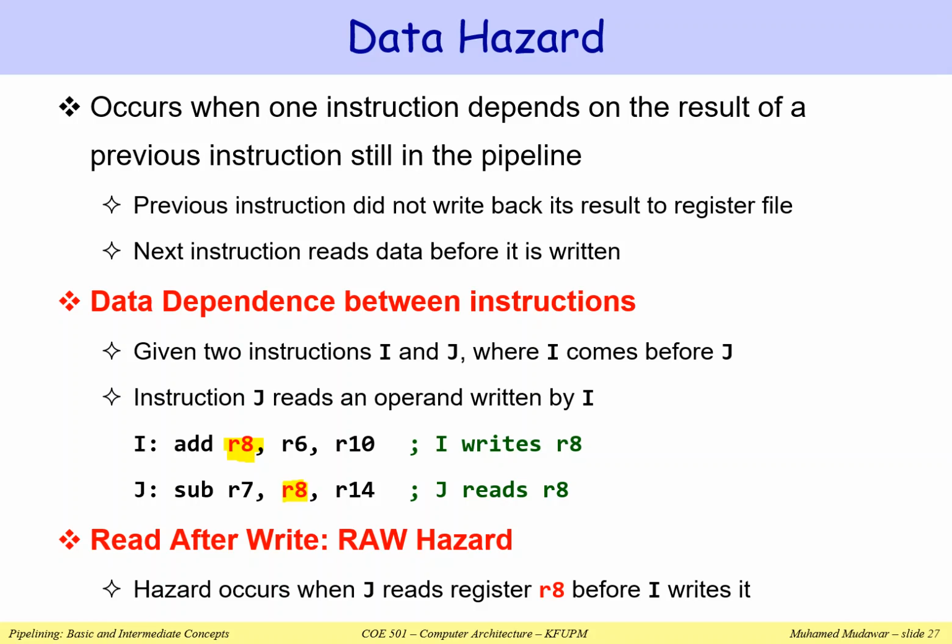Remember that the write back stage is the last stage of the pipeline. It's stage number 5, as we have seen in the previous video. So if the instruction J reads R8, which is done during the second stage, before it has been written, then this is the nature of the hazard. It's going to read the old value of R8, not the value that was computed by the add instruction. Let me give you an example about this.